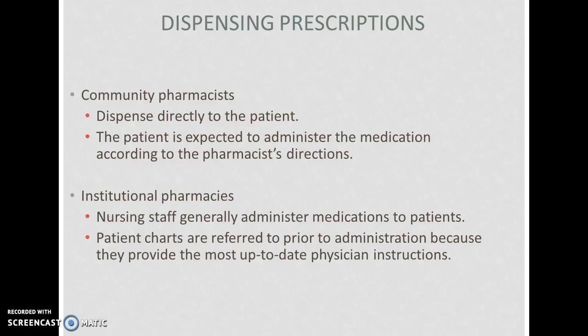So again, community pharmacists dispense directly to the patients. The patient is expected to administer the medication according to the directions found on the pharmacist's prescription. And then in institutional pharmacies, this is done by the nursing staff that administer the medication to the patient. And many times you have a patient chart.